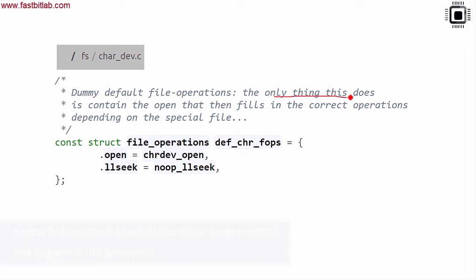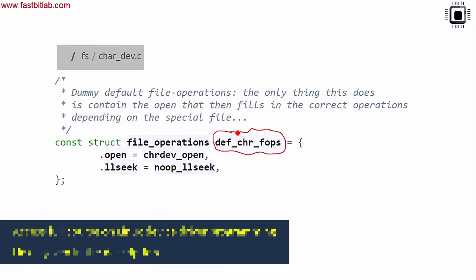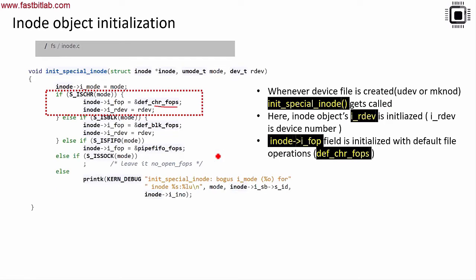So the only thing this does is contain the open that then fills in the correct operations depending on the special file. Basically, this is a dummy file operations which has only open and lseek method. This is a dummy open method, char_dev_open. So we'll see later how this is being used in the VFS.